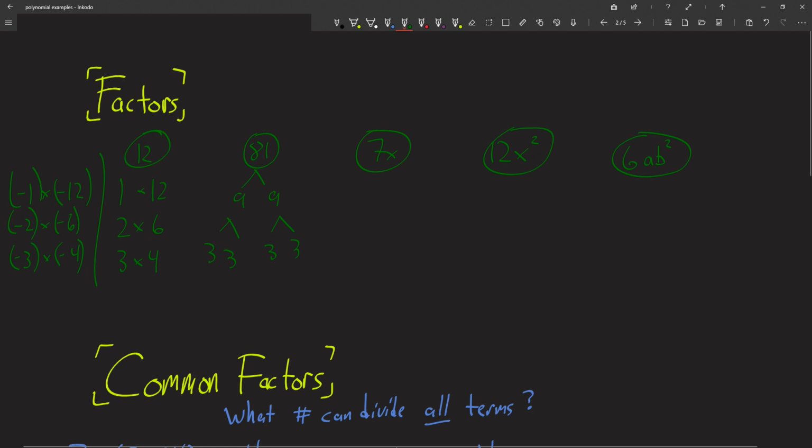Something really simple like 7x here, there's only one way really to do this, except for there's 2. We could say this is 7 times x, or -7 and -x. Both of those will get us 7x. Something like 12x squared, I'm going to do in kind of an odd little tree here. I'm going to say that's 12 times x squared. 12 is 3 times 4, 4 is 2 times 2, x squared is x times x. So in the end, 3 times 2 times 2 times x times x is 12x squared.